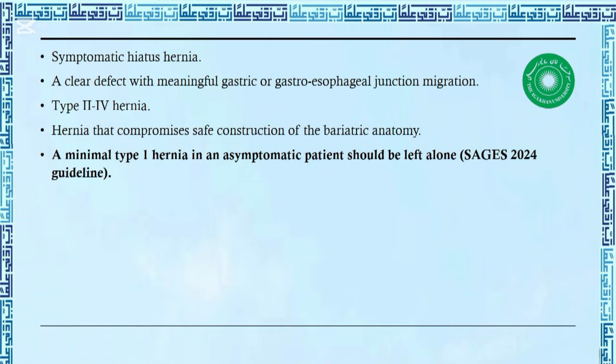So, indications of concomitant repair. Any symptomatic hiatus hernia should be repaired at the time of bariatric surgery. If there is a clear migration of the gastroesophageal junction into the chest, then it should be repaired because it precludes safe dissection or safe construction of the bariatric anatomy. If there is any type 2 to 4 hernia, it should always be repaired. However, if there is a minimal anterior dimple, then it should be left alone.